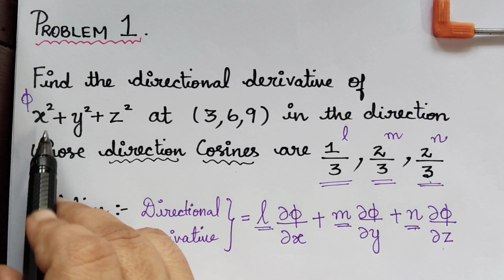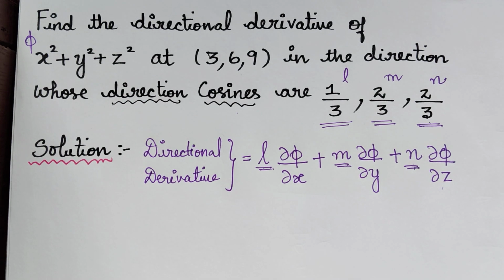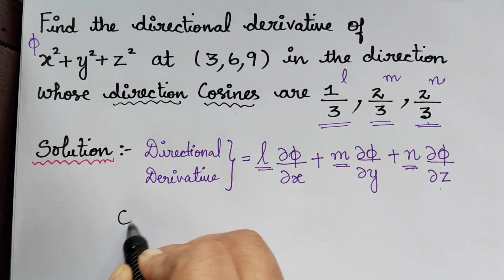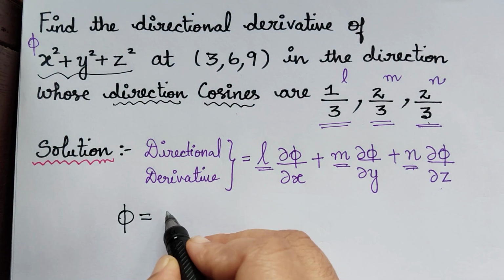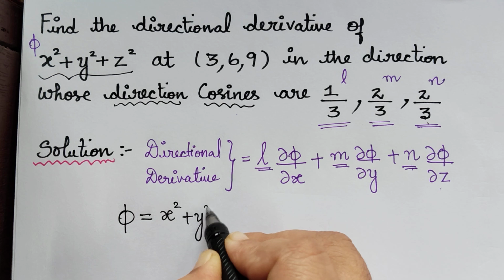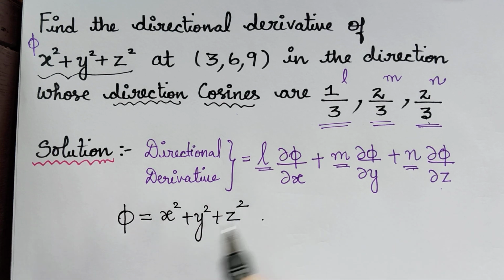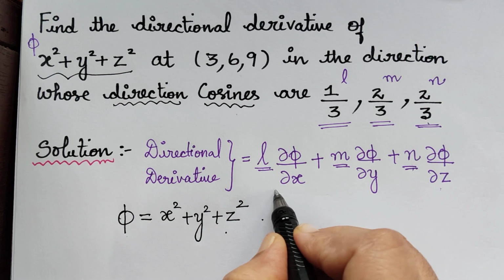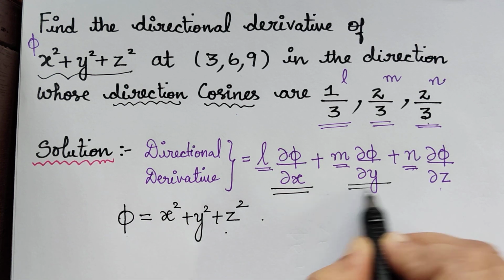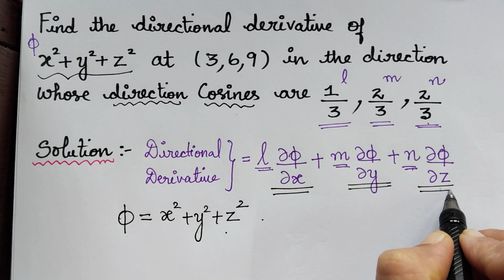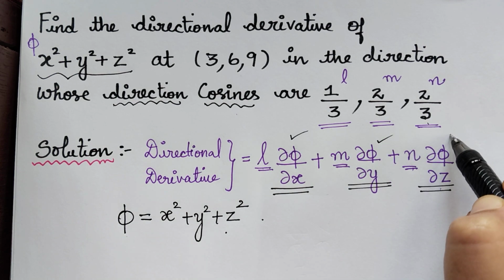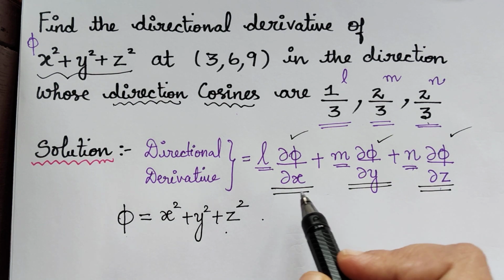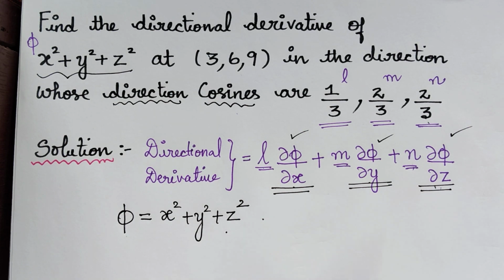First of all, let us write the scalar point function that is given to us. What is the scalar point function? That is phi, which is equal to x square plus y square plus z square. Now in order to use this phi in this formula, we should know what is dou phi by dou x, dou phi by dou y and dou phi by dou z. You can either do it directly in the formula itself or find each of these values separately and substitute here. To make it simple, first I am going to find these values separately.